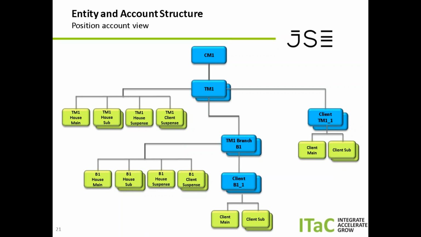And all our clients, whether they are branch clients or trading member clients, they either have a client main or a client sub. The trading member can request additional client sub accounts. So the request goes through to the JSE like it does today, and the JSE will allow sub accounts for the client, and from then on, the trading member can then go and request more client sub accounts.